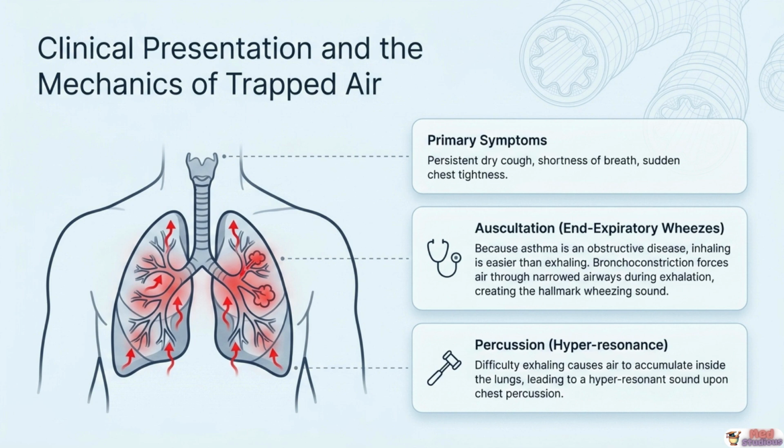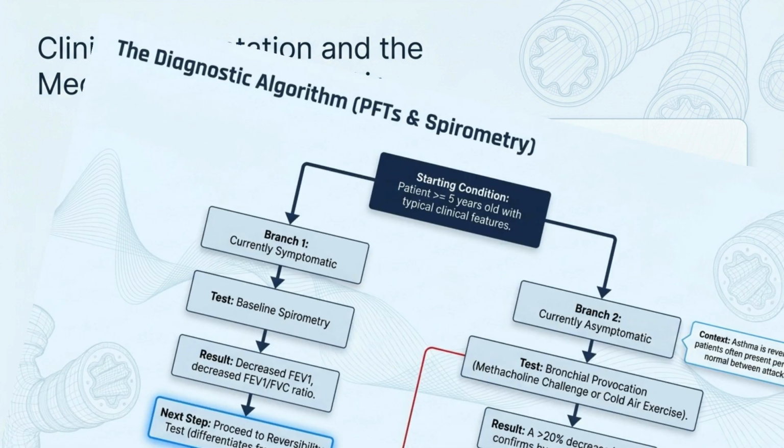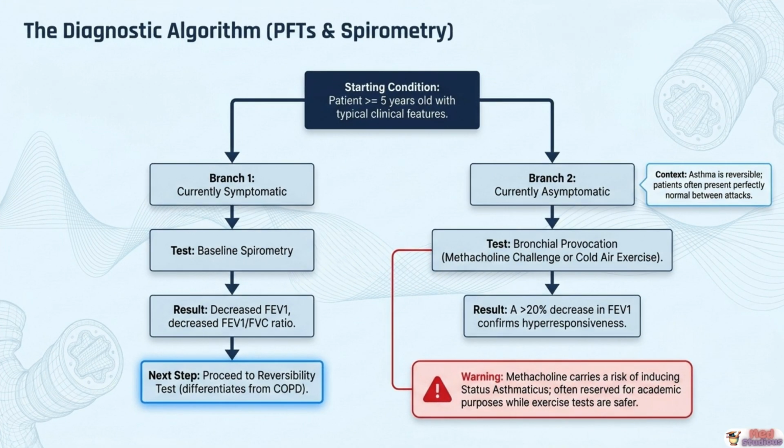The second finding is on percussion. Because air becomes physically trapped inside the lung during an exacerbation, chest percussion produces a hyperresonant sound, similar to what you hear when you tap an empty box. These two findings, end expiratory wheeze and hyperresonance, are the clinical signatures of the asthmatic airway in crisis. Now, how do you confirm the diagnosis? The diagnostic algorithm branches based on whether your patient is currently symptomatic or not.